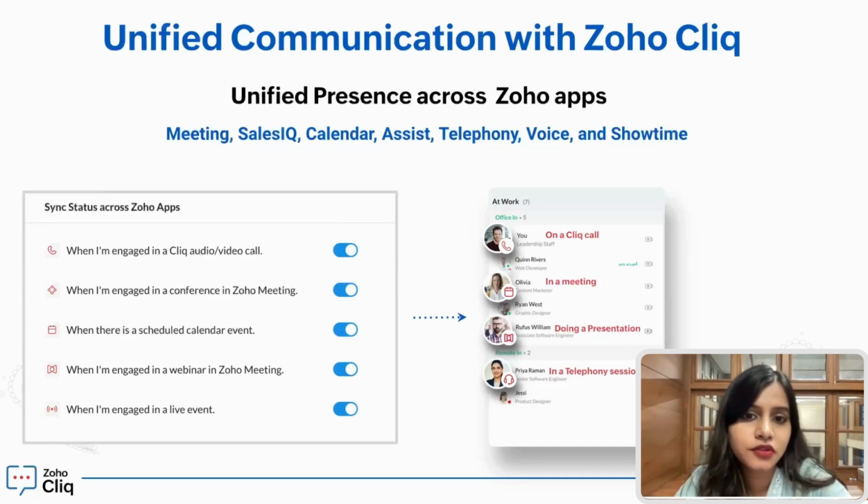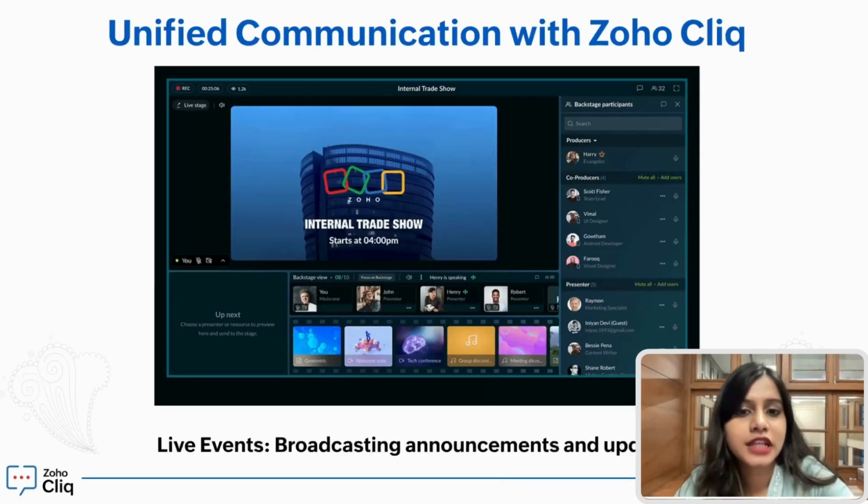Zoho Cliq ensures a unified presence across multiple Zoho apps, keeping your availability status updated in real time. Your status automatically syncs with apps like Zoho Meeting, Zoho SalesIQ, Calendar, Assist, Telephony, Voice, and Showtime, and any media activity in Cliq, such as calls, meetings, or live events. In situations where physical presence is not feasible, your organization can use the live events functionality for live streaming organizational events to a broader virtual audience.